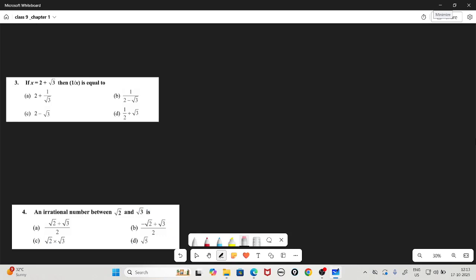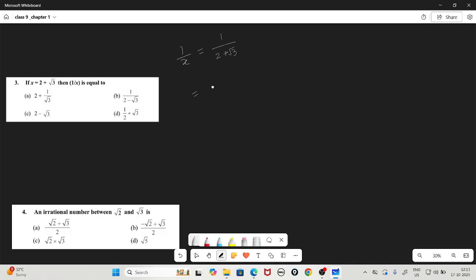Okay. So let us first start with the first question, which says that if x is given to be 2 plus root 3, what will be the value of 1 by x? Okay, so we have to find out 1 by x. The approach to this problem is very simple. First of all, plug in the value of x, which is 2 plus root 3. Now we need to rationalize the numerator and the denominator, right?